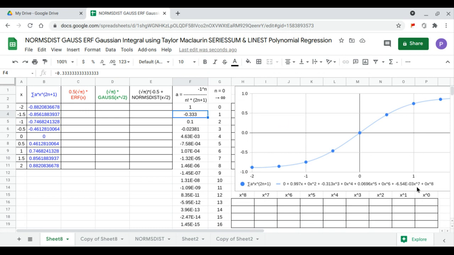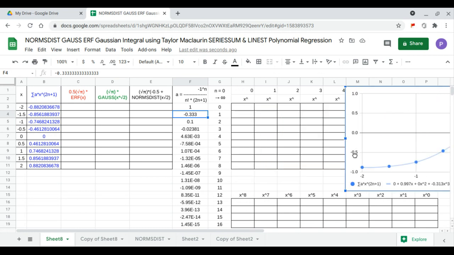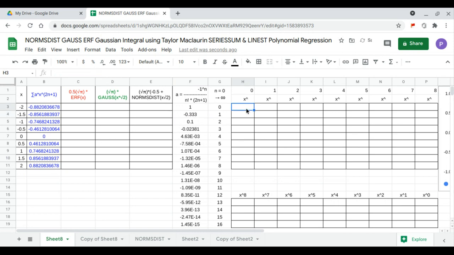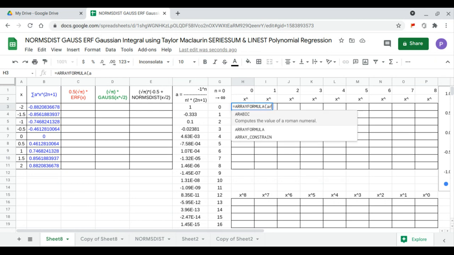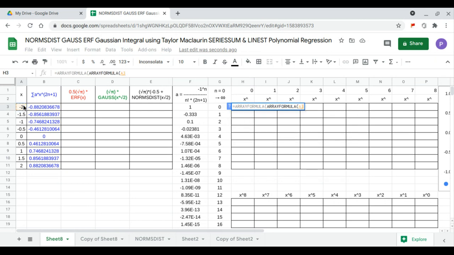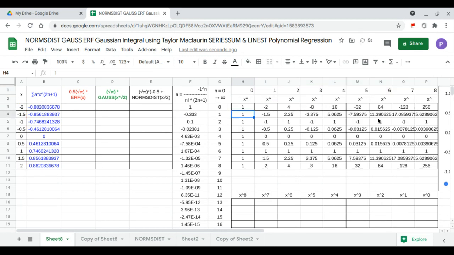degree 8. We'll calculate LINEST later, which is, here we use the LINEST. So LINEST, that is the formula, the LINEST matrix of the x values raised to the power 0 to 8. And this will be equal to LINEST of data y and data x.